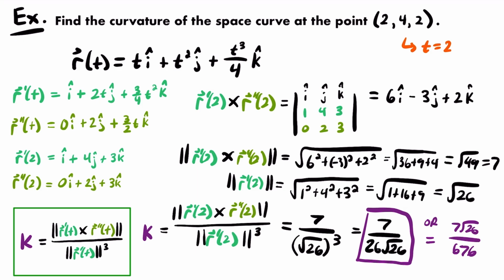The big takeaway here is that if you only need to find the curvature at a specific point, you want to plug in the corresponding value of t as soon as possible. Obviously, we needed to work in terms of t for the first and second derivatives in order to actually find them. But once we had those, with this formula, you can plug in your value of t right after that and make your work a whole lot simpler.